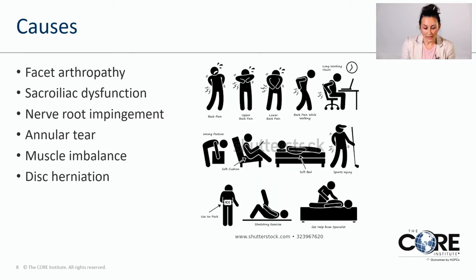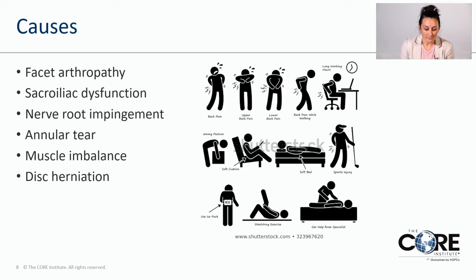So causes of lower back pain, you have facet arthropathy, which is just a fancy way of saying arthritis of the facet joint. You have sacroiliac dysfunction, which can be arthritis or other causes of pain from the sacroiliac joint. You have nerve root impingement, where there's pressure in that neural foramen on the nerve root as it's trying to leave the spinal cord. Annular tears, which are tears in the disc itself.